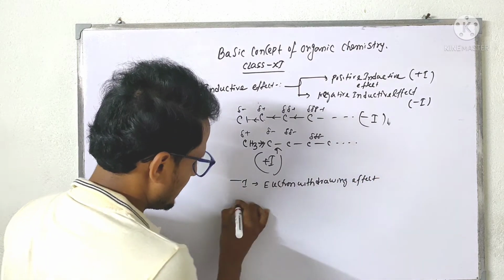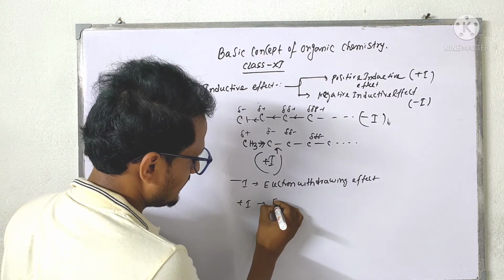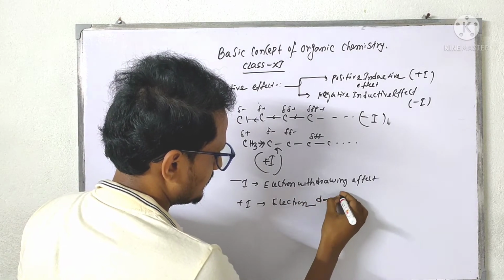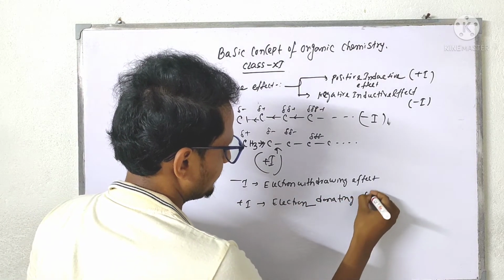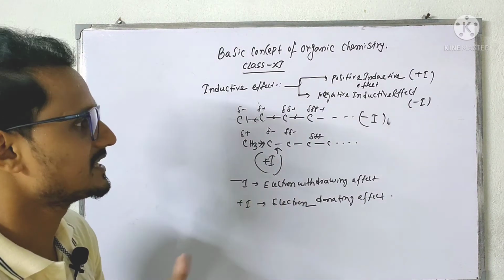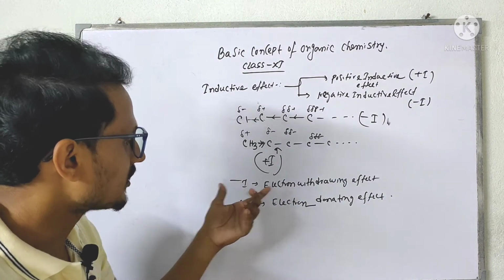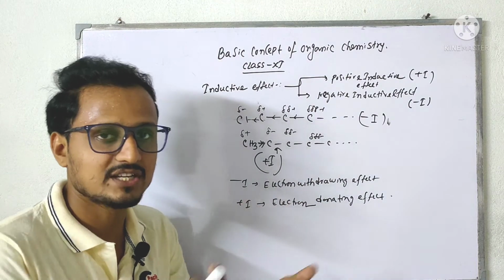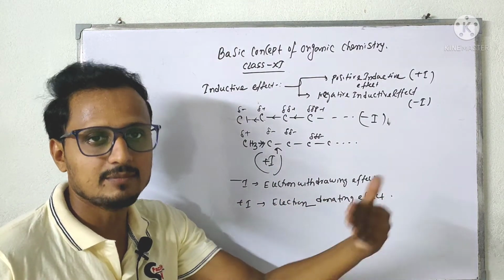Okay, and plus I effect is called electron donating effect. So these are the two, plus I and minus I effect. Now, what are the groups which have minus I effect? That means electron withdrawing effect, which can withdraw the electron from the neighbor carbons.